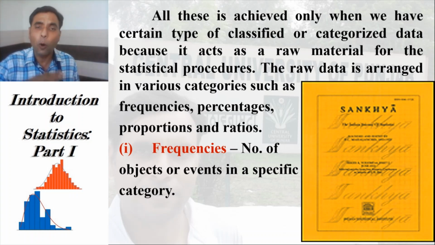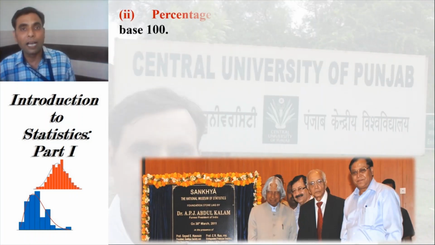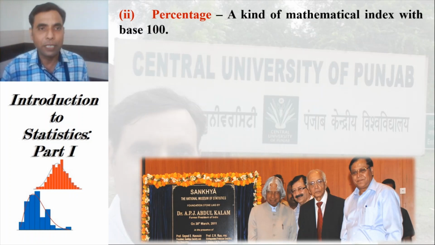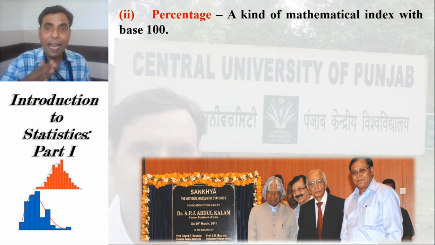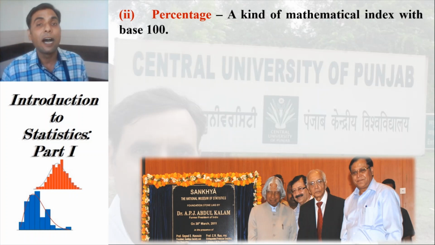Number of objects or events in a specific category, that is the frequency of that particular class interval or the class object. Then percentage, a kind of mathematical index with base 100. You know what is percentage? It's a mathematical index and its base is always 100.